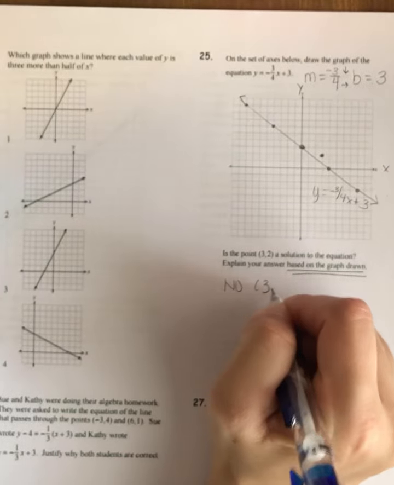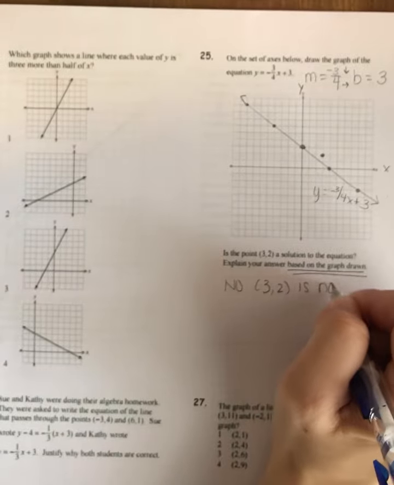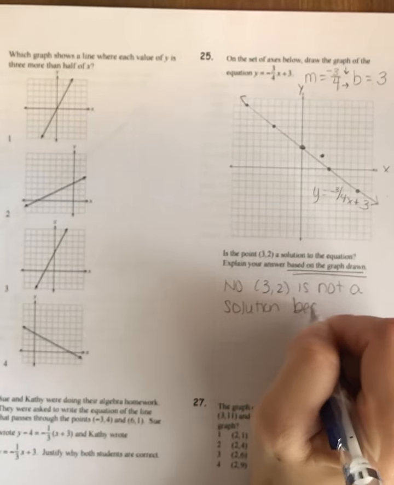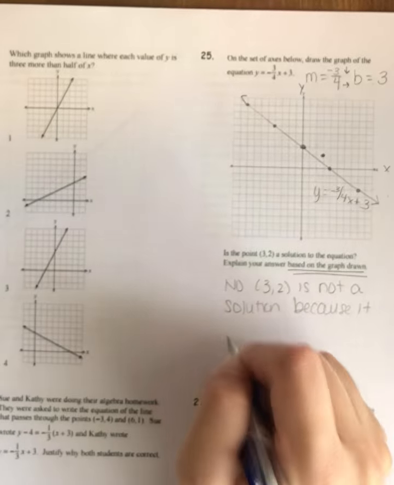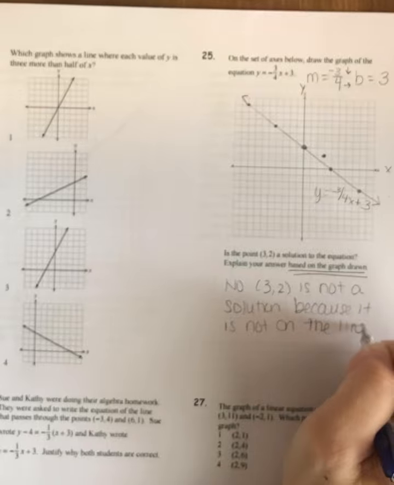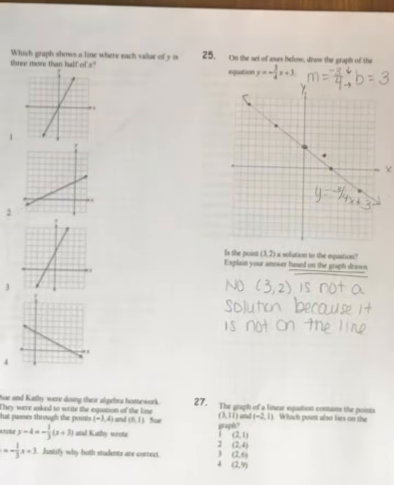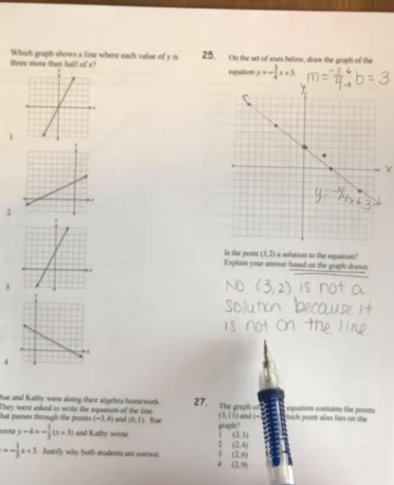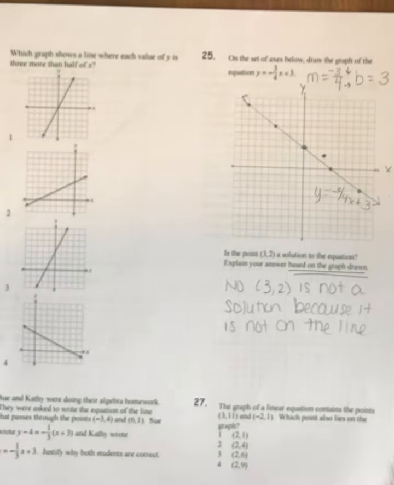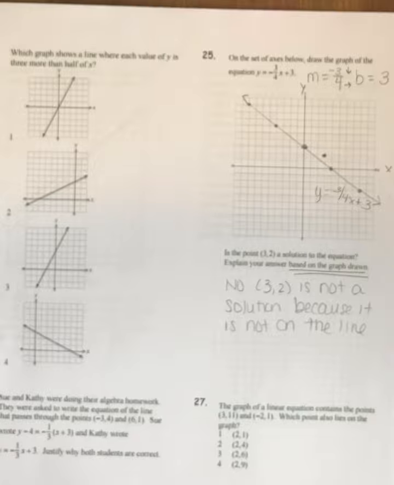No. 3, 2 is not a solution because it is not on the line. That is all you had to do to get full credit for this problem. If you would have plugged it in to check, you were fine with doing that as long as you said that it's not on the line. But if you didn't say those words, because they said based on the graph, you wouldn't get full credit.